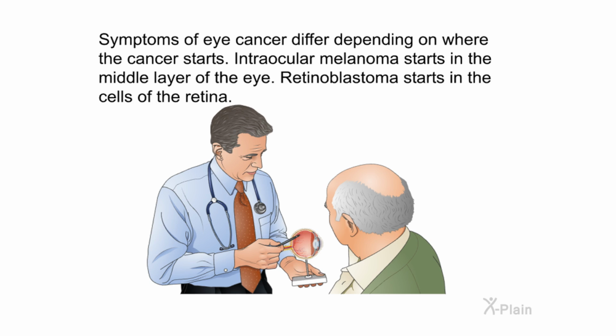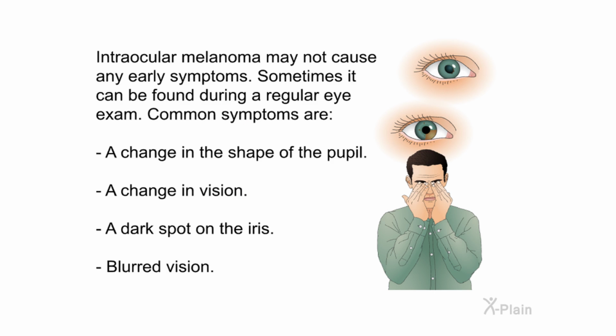Symptoms. Symptoms of eye cancer differ depending on where the cancer starts. Intraocular melanoma starts in the middle layer of the eye. Retinoblastoma starts in the cells of the retina. Intraocular melanoma may not cause any early symptoms. Sometimes it can be found during a regular eye exam. Common symptoms are a change in the shape of the pupil, a change in vision, a dark spot on the iris, blurred vision.